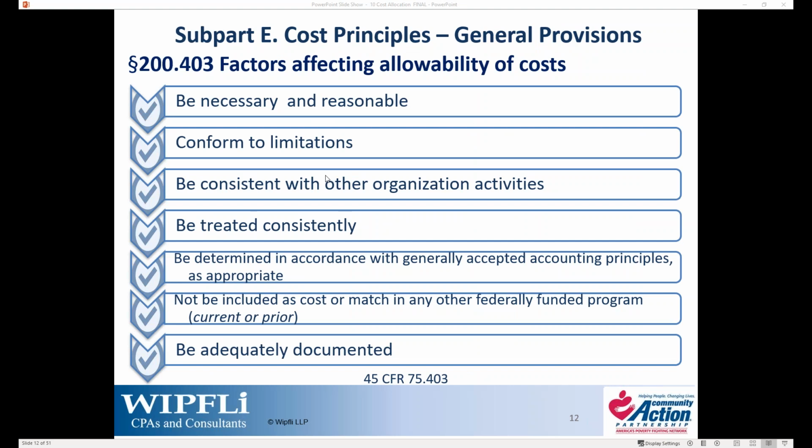Now, some of the factors that affect the allowability of costs: it has to be necessary and reasonable. It has to conform to limitations, be consistent with other organization activities, be treated consistently, and be determined in accordance with generally accepted accounting principles. It cannot be counted as cost or match in any other federally funded program, and it has to be adequately documented. So these are all things that we have to keep in mind when we are trying to determine if a cost is allowable.